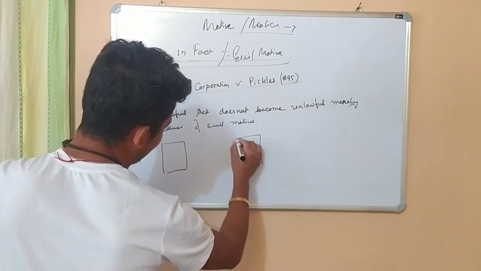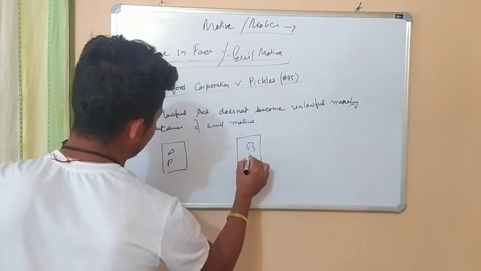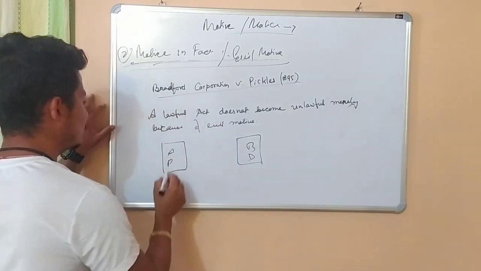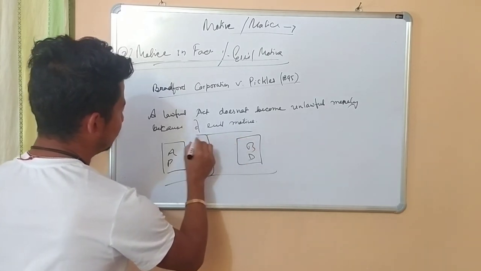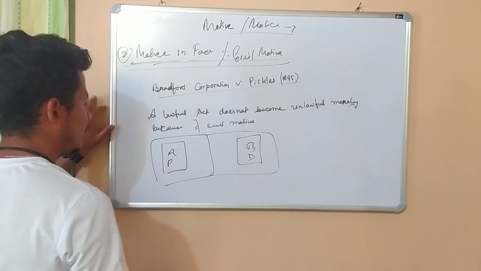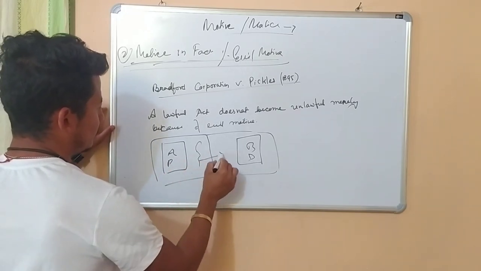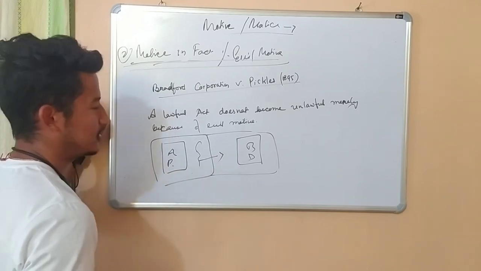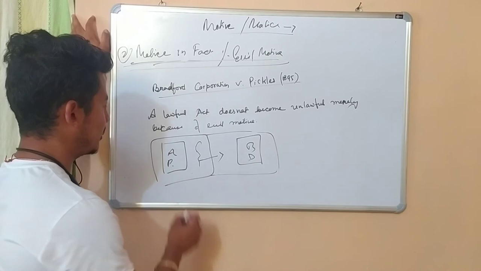There was a defendant, two parties are there. It's A and B. A is a plaintiff and B is a defendant. So what happened? They have an adjoining land, and A wanted to sell his land to B at his price. And what happened? B is not willing to purchase at the price quoted by A.